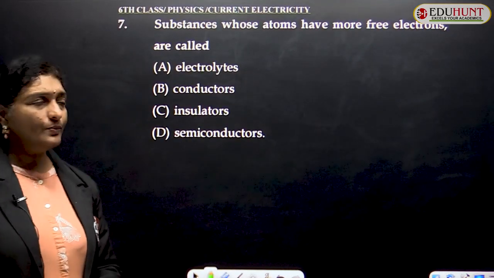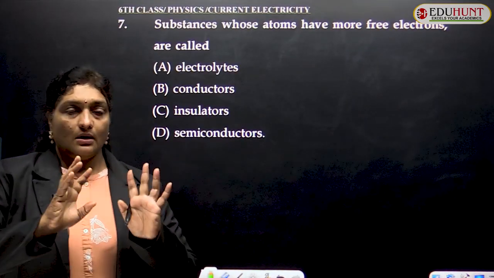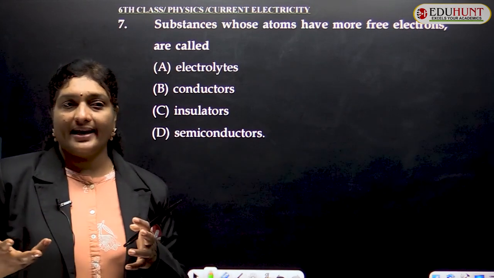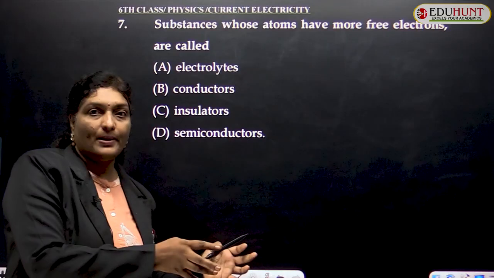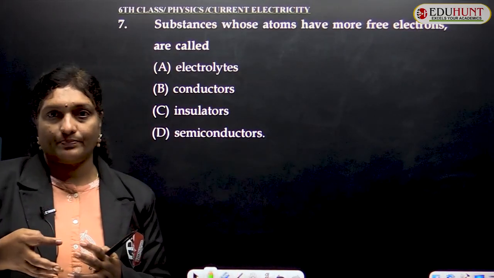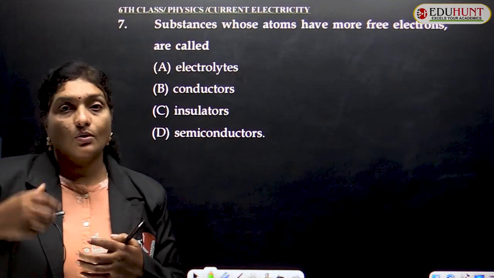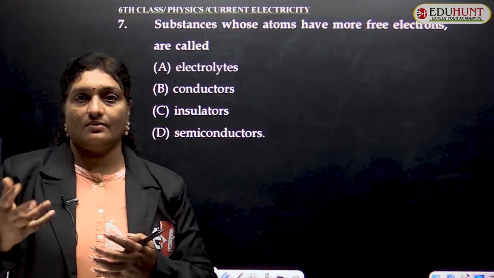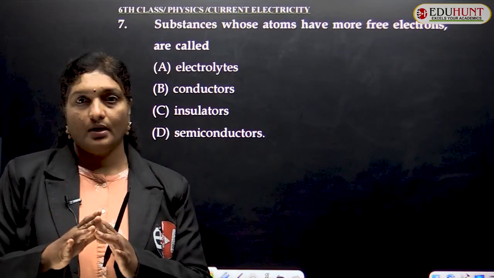This sounds something new. One thing I need to tell you, children. If a substance has a large number of free electrons, there is a possibility of electrons moving from one place to another place. Then conduction happens. Conduction means conducting electricity. Electrons can move from one place to another, so conductors conduct electricity. They allow the charges to flow through.